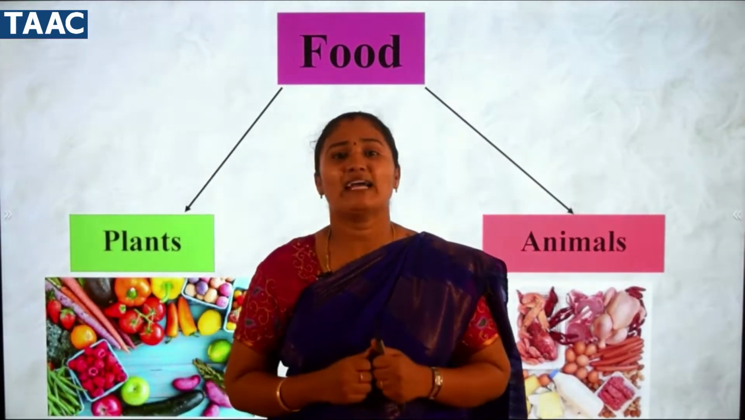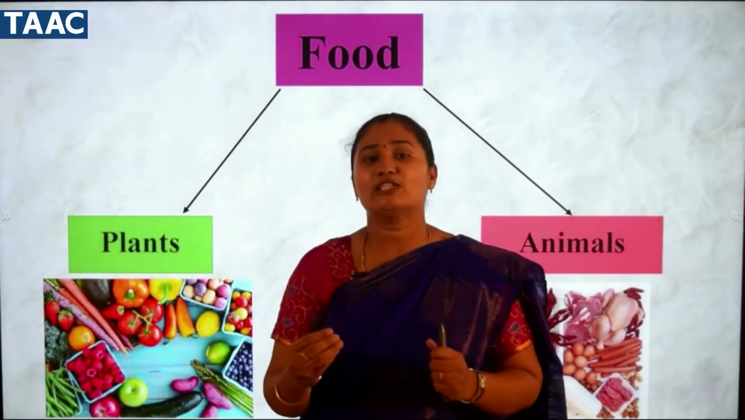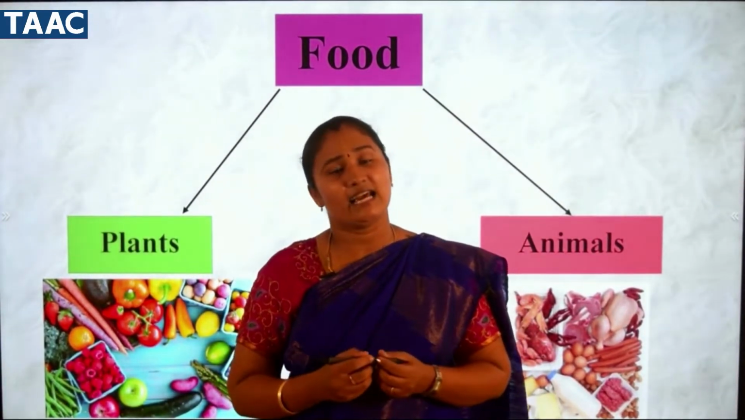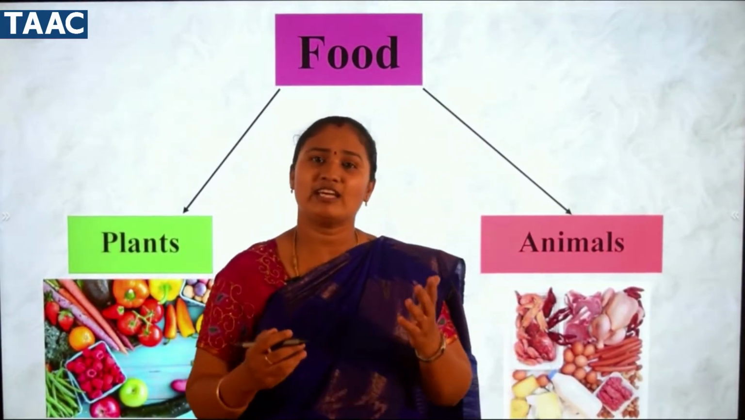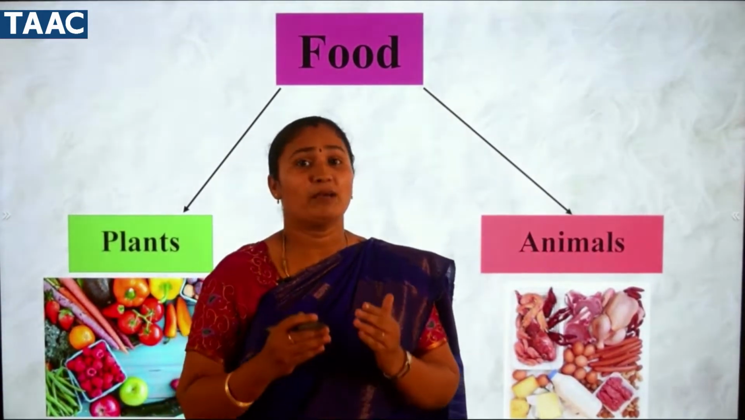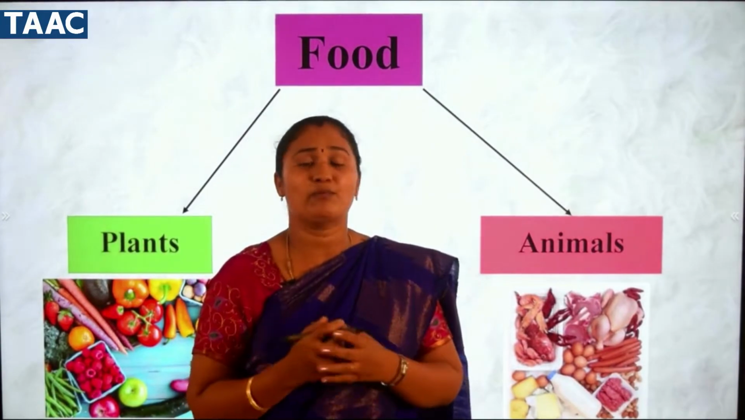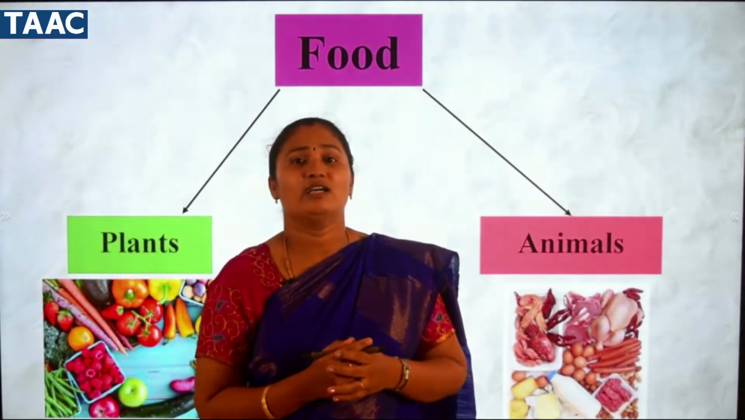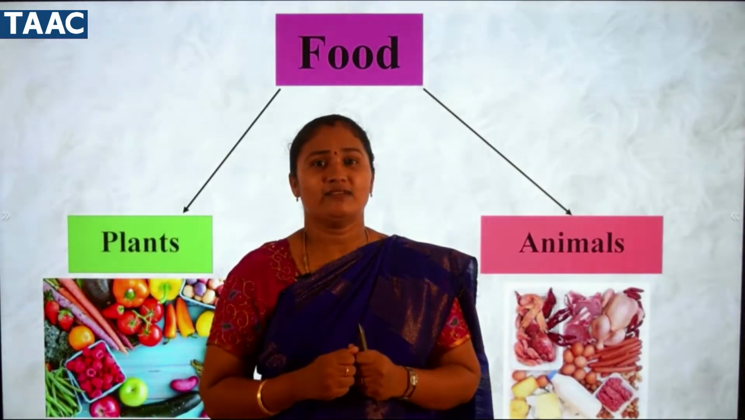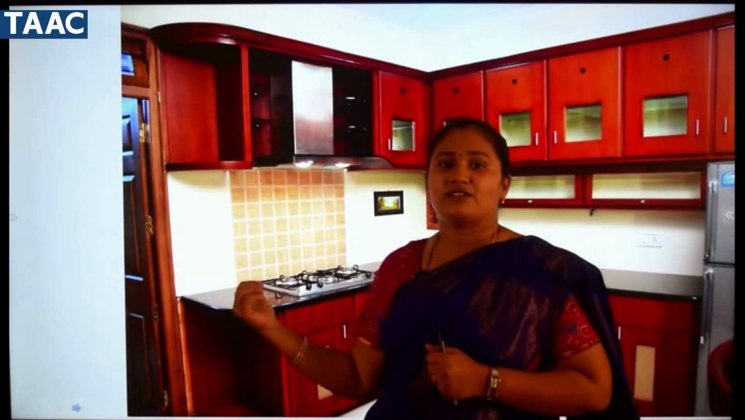So what are the plant sources? They include all kinds of fruits, vegetables, cereals and pulses. Next, animal sources include fish, meat, egg, all the dairy products, prawn, etc. Have you wondered where we prepare these food items? Yes, we prepare the food in the kitchen.